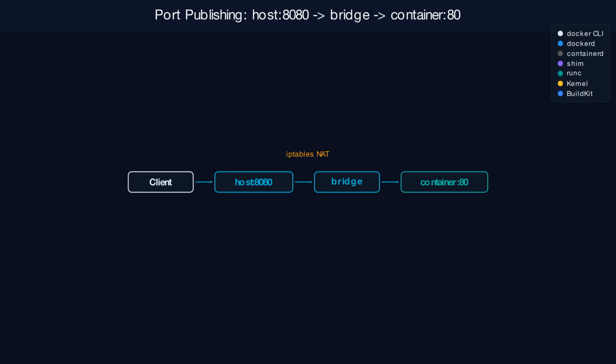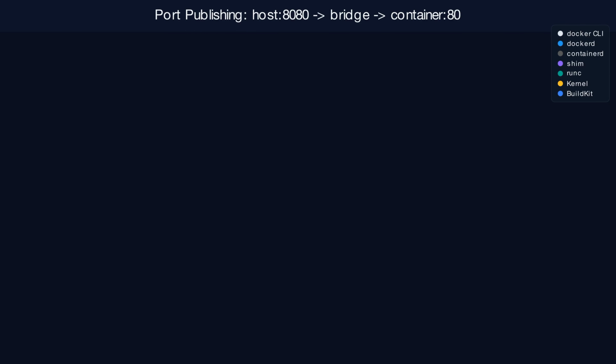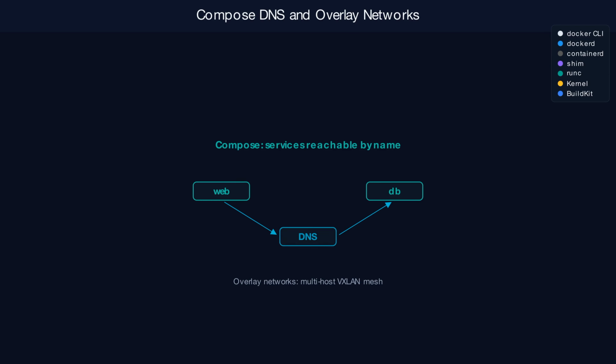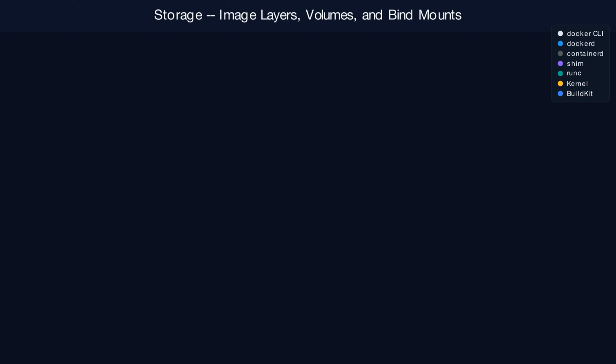Each service is reachable by its service name. Compose wires up an embedded DNS server so web can reach db simply by name. For multi-host scenarios, Docker supports overlay networks, a VXLAN-based mesh that spans multiple Docker daemons. And for maximum performance, the host network driver skips the namespace entirely. The container shares the host network stack.